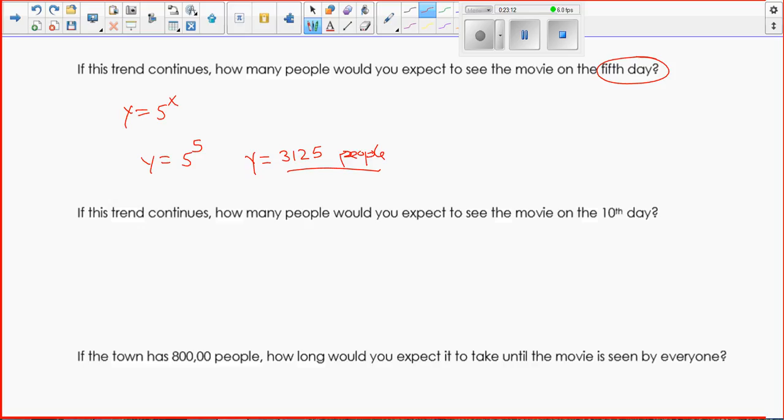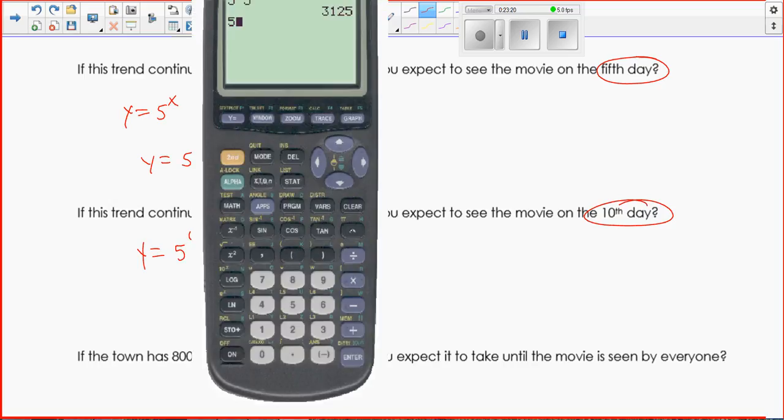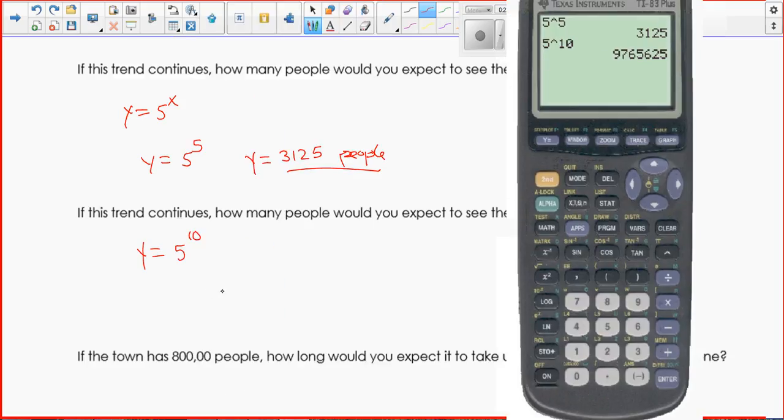Well, again, days is our x value. So now we're going to say y equals 5 to the 10th power. It's going to be a big number. I'm going to use the word about because the function is an estimate, which means that even though this is a whole number, it's still an estimation. So it looks like we have about 9,765,625. Make sure you put people with it so we know what we're talking about. It's a lot of people.